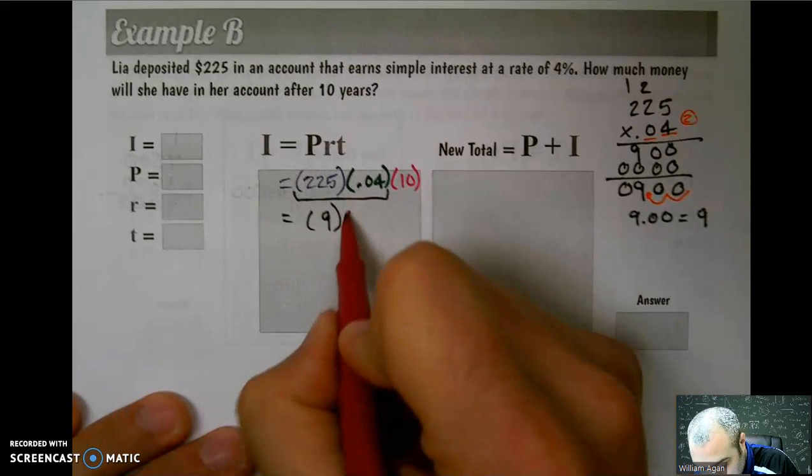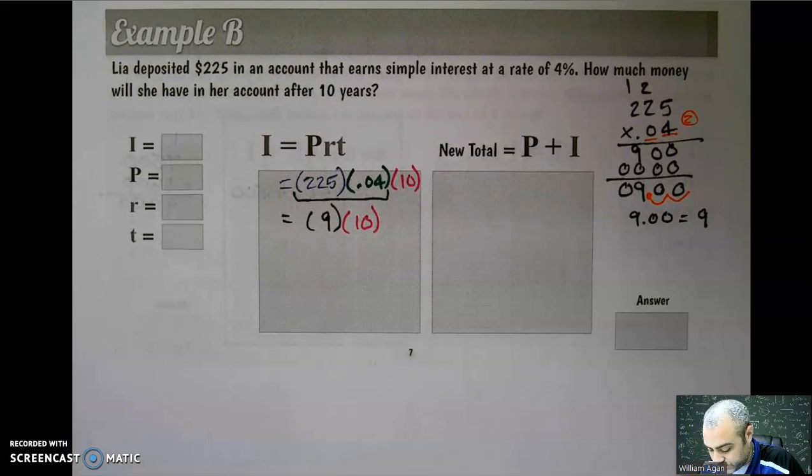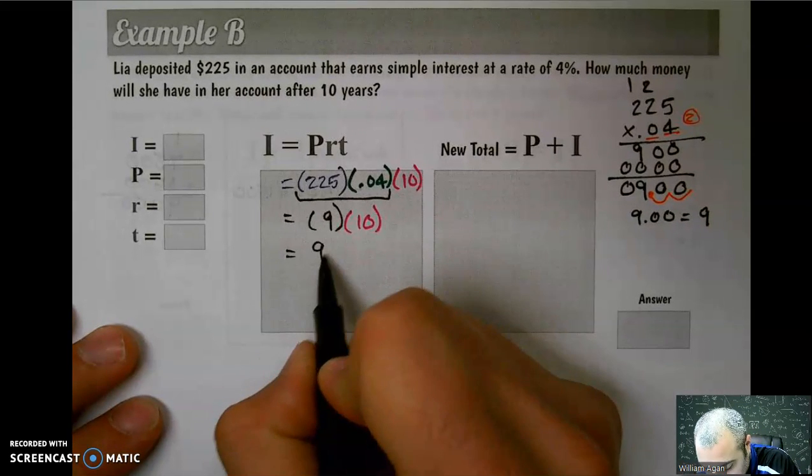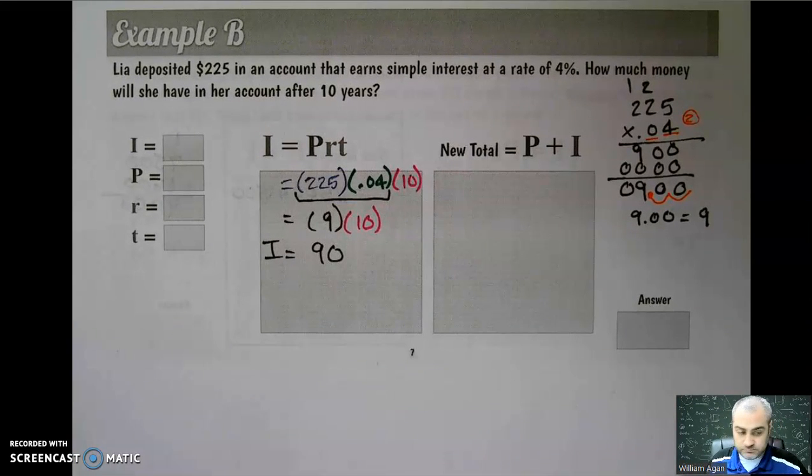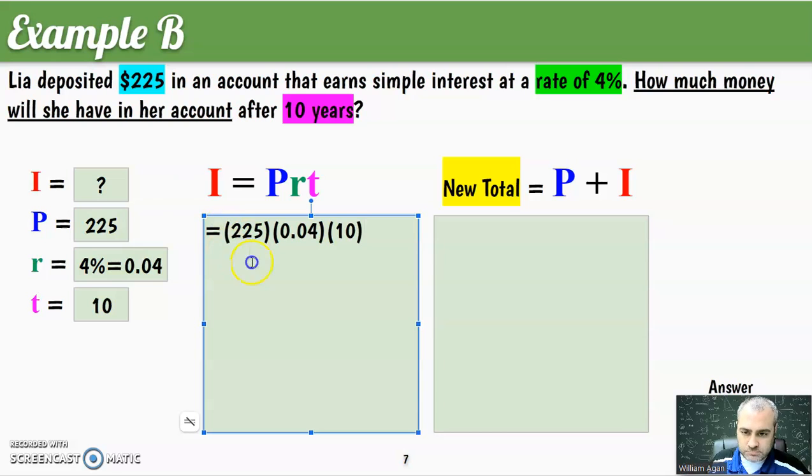And now all I need to do is multiply that by 10. Now, I really hope nobody needs me to go off to the side and do that. 9 times 10 is 90. Okay. So your interest equals 90. Is that our answer? I don't think so.